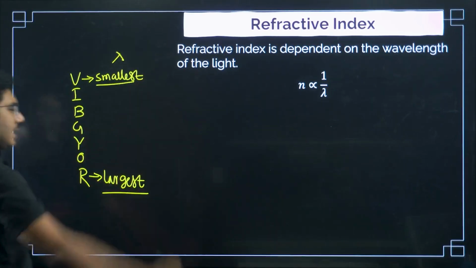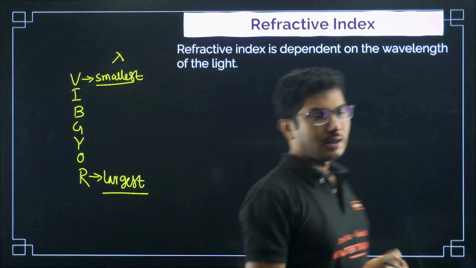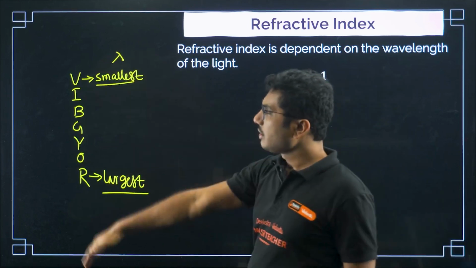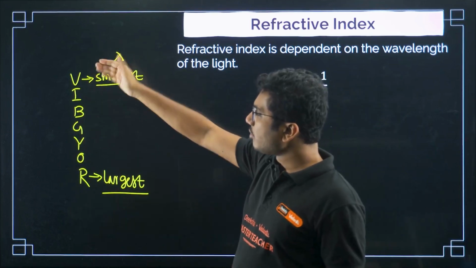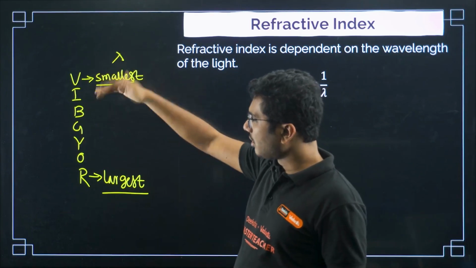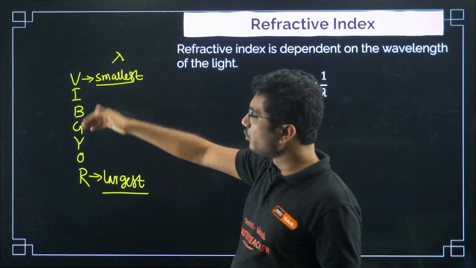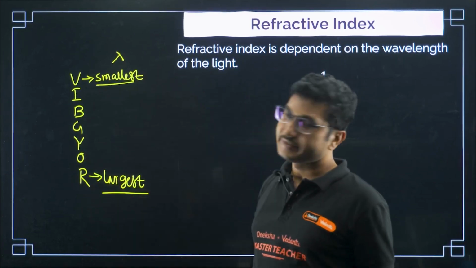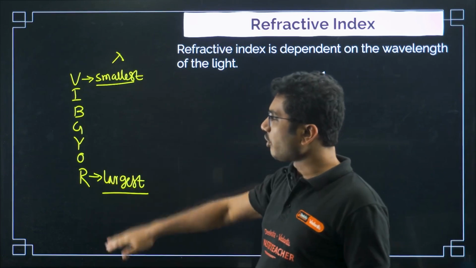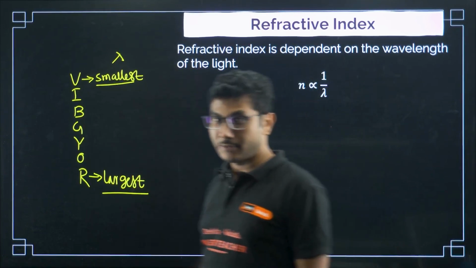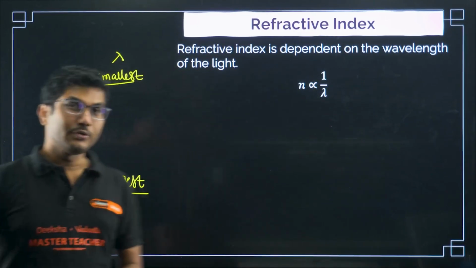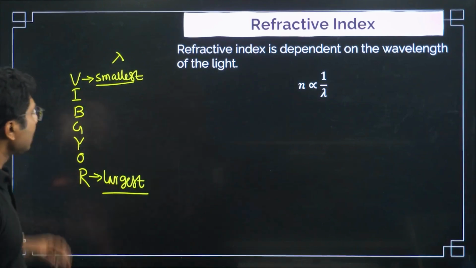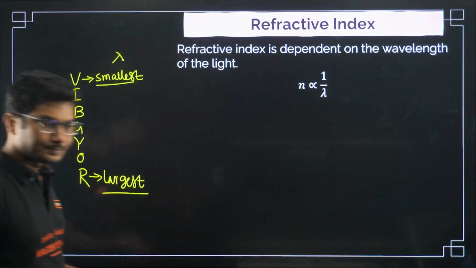Okay, smallest and largest. Everything is in between, in this limit, in this order. So indigo is after violet, blue is after indigo, green is after blue, yellow is after green, orange is after yellow, and red is the highest. Okay, so all this is the order. If you remember VIBGYOR, then it will help you to remember the order as well. Mostly you have to remember violet and red.